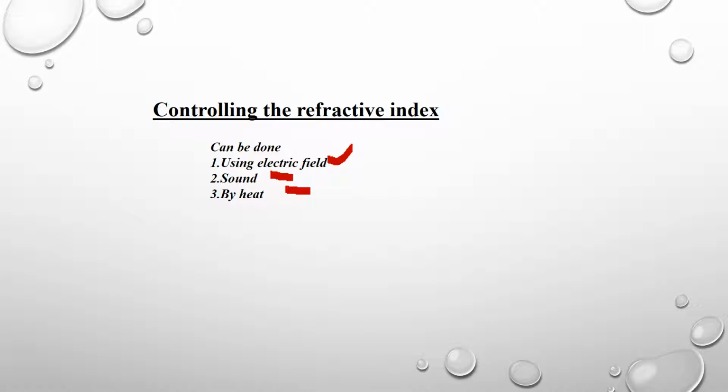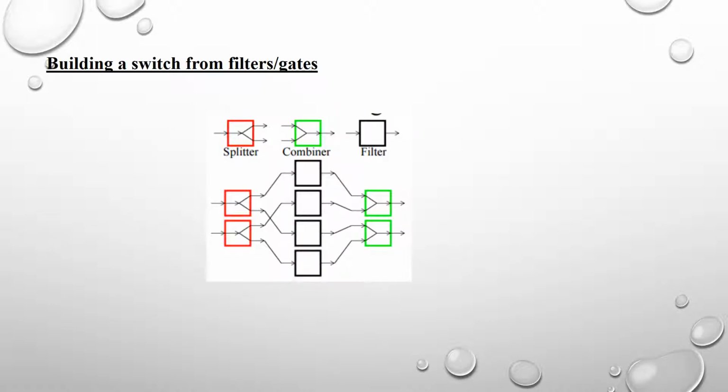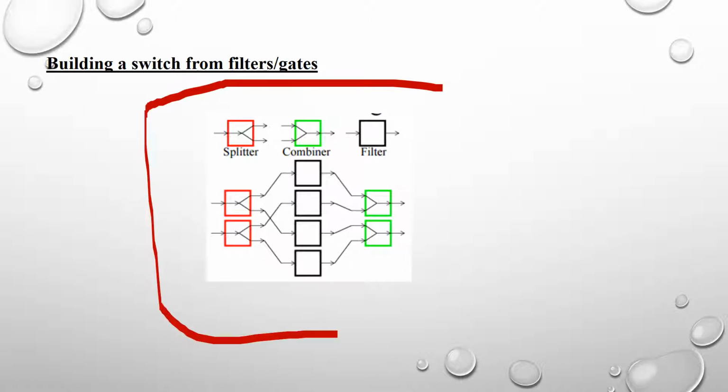So you may be asking me a question. Can't we build a switch from filters or gates? Yes, we can. If we build one, it will consist of a splitter, combiner, and a filter. Each input will be split into n outputs by the splitter, and the combiner will only have one active input. Then the EDFA amplifies the signal.